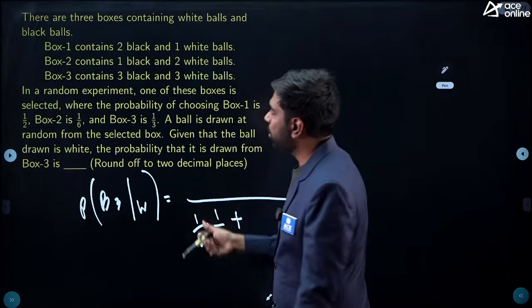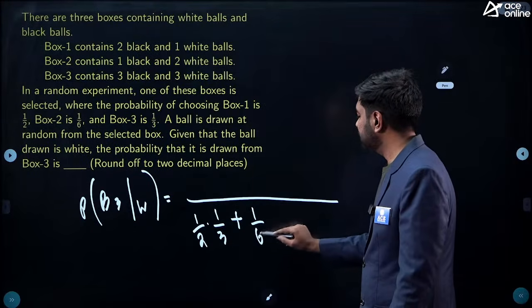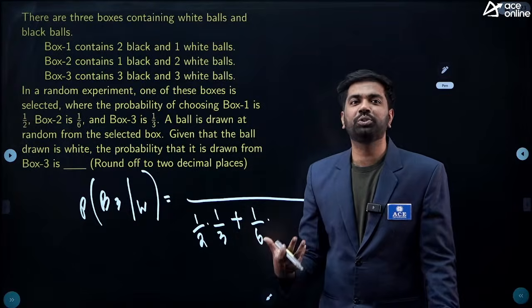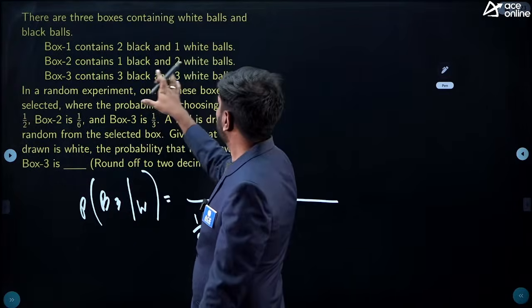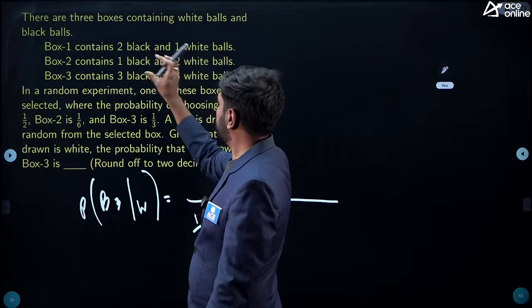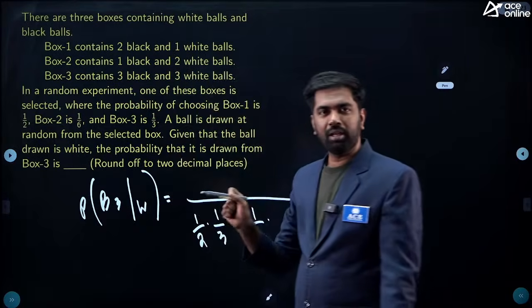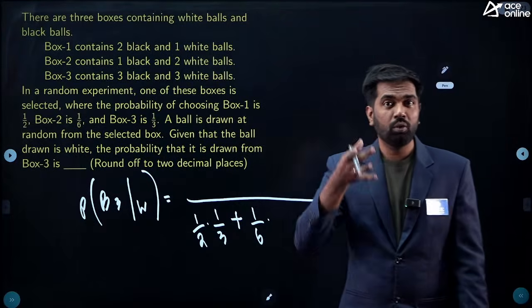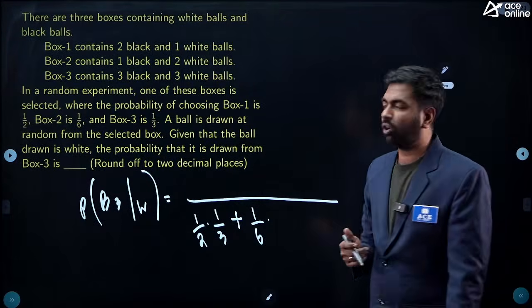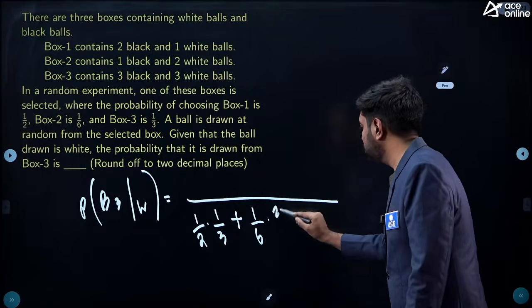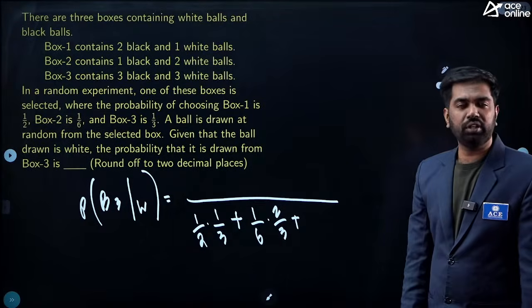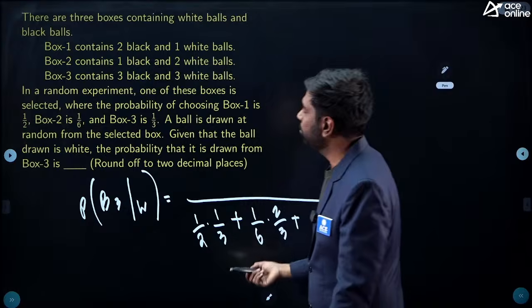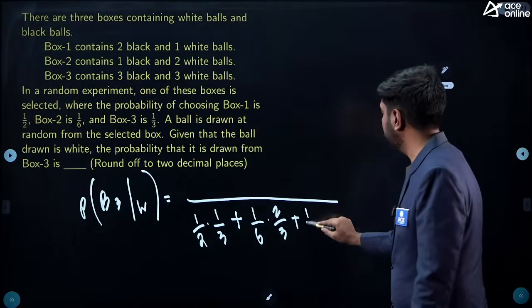What's the probability of choosing box 2? It is 1 by 6. So now what did you choose? Box 2. So let's go to the box 2 description. Total there are 3 objects, of which 1 is black and 2 are white. So from box 2 I need one white object. What's the probability of drawing a white? It will be 2 by 3, and it can also be from box 3. So what's the probability of choosing box 3? It is 1 by 3.